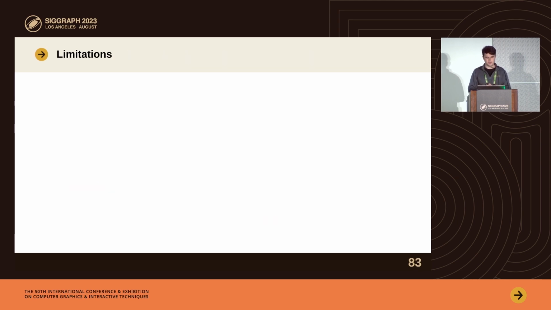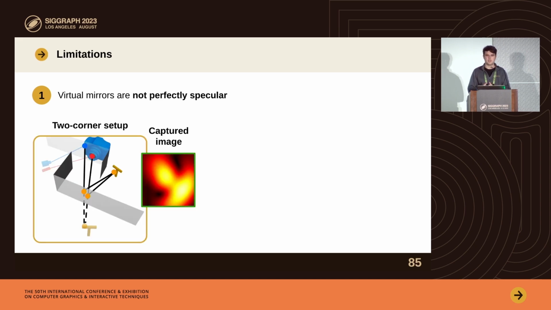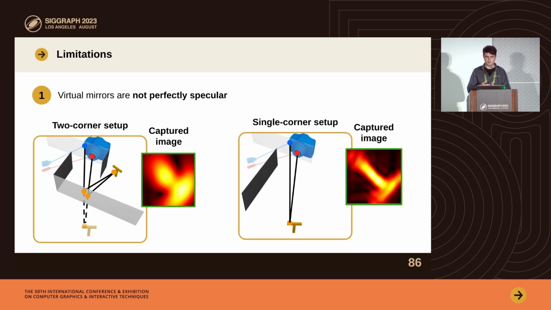Finally, to talk about some limitations, the first one is that virtual mirrors are not perfectly specular. This specular behavior is not perfect. And we can see here in the 2-corner setup that I explained previously, the captured image appears a bit blurry. This is because we are imaging the reflection of the virtual mirror, but this mirror is not perfectly specular. If we compare it with the single-corner setup, where we place the physical object at the position of the mirror reflection, you can see that the image is a bit clearer.